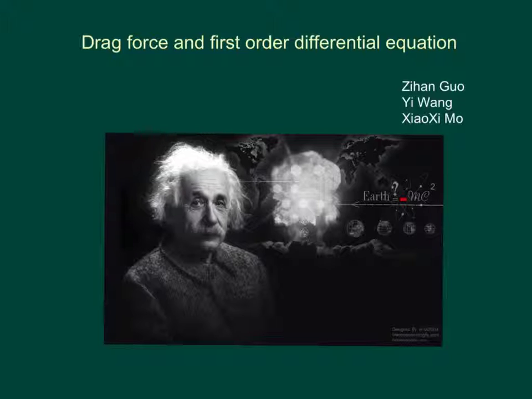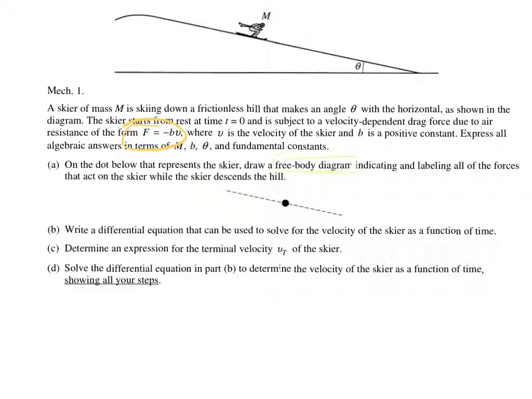And the core idea of our experiment comes from problem number 1 of the 2008 AP Physics C Mechanics Free Response Exam. And this is where the problem comes from. In our experiment, we will test how well a mathematical function can predict the outcome of a real-life physics experiment.